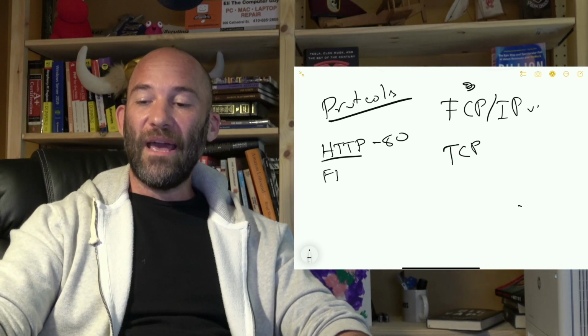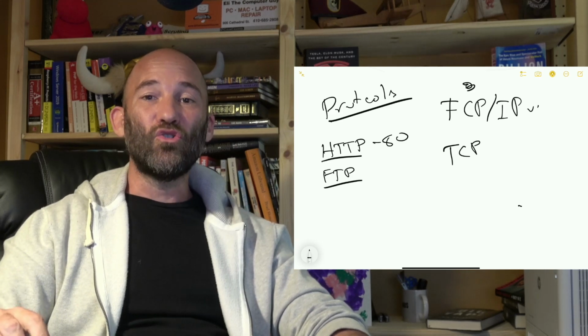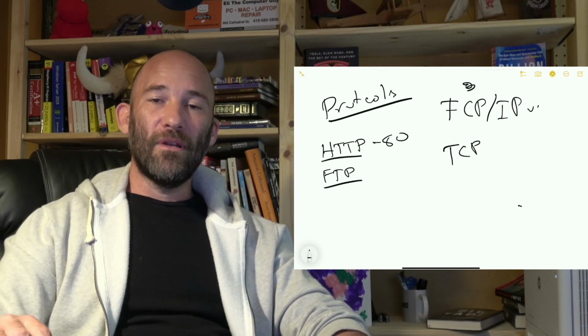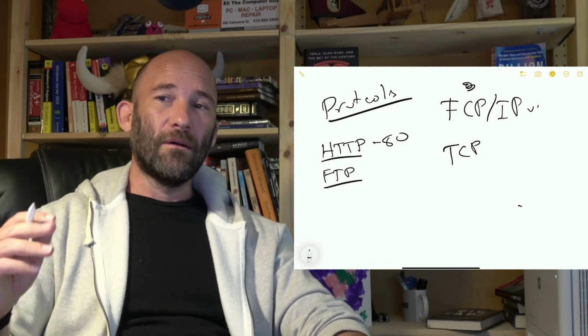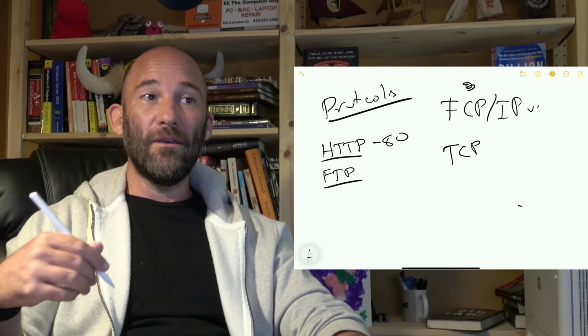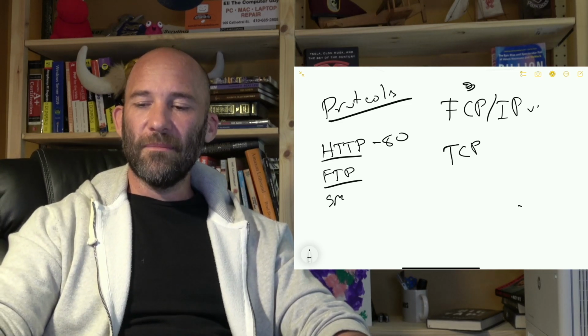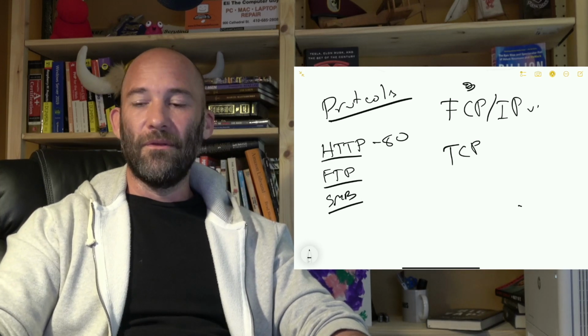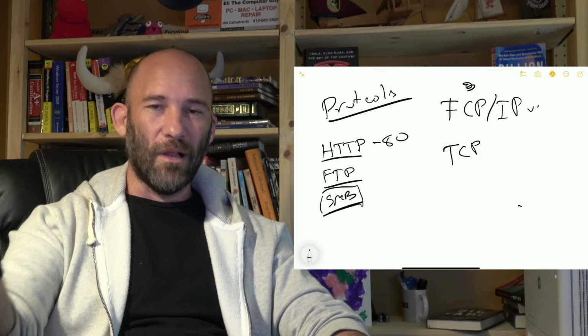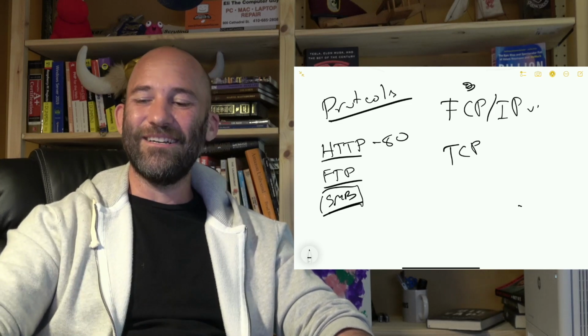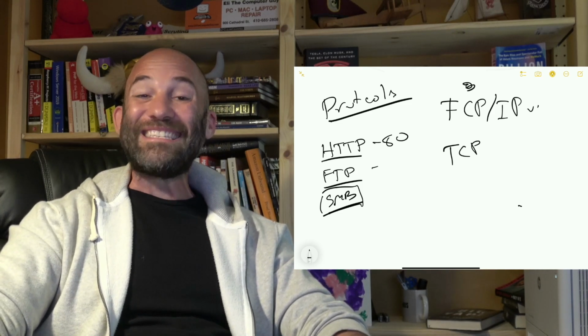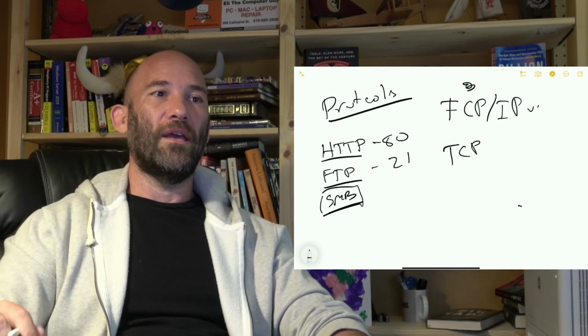You have FTP, which is called File Transfer Protocol. So if you're going to be uploading or downloading large files on your network, you may use FTP. You also may use SMB. That's probably what you normally use. It's called Server Message Blocks. That's something for another class, though. FTP uses TCP port 21.